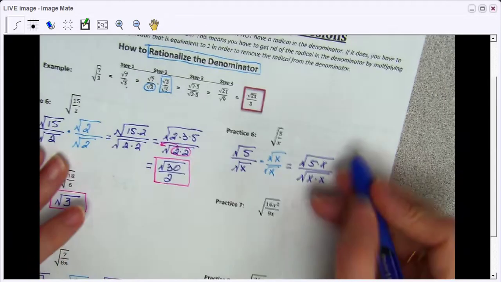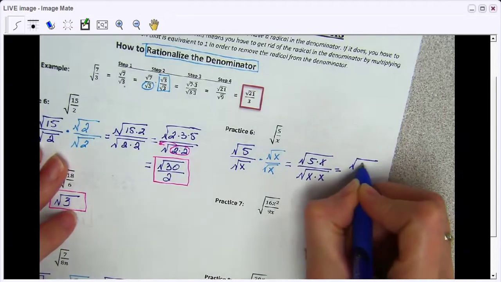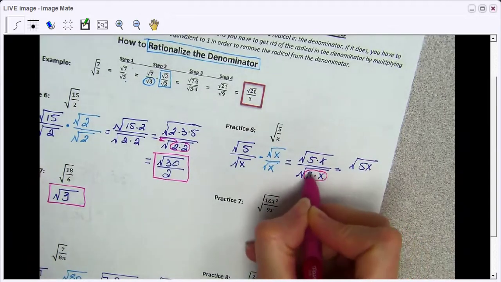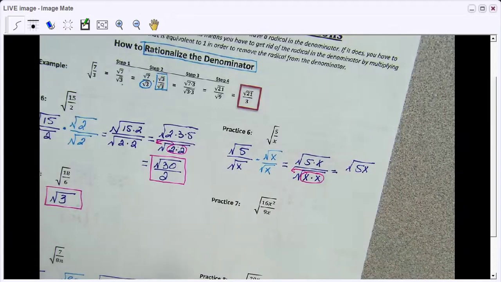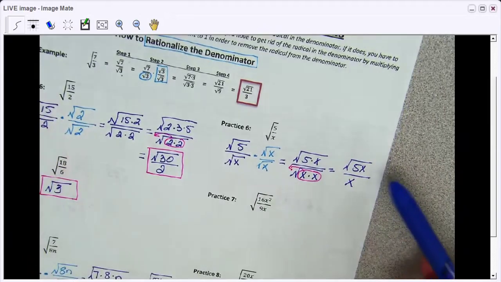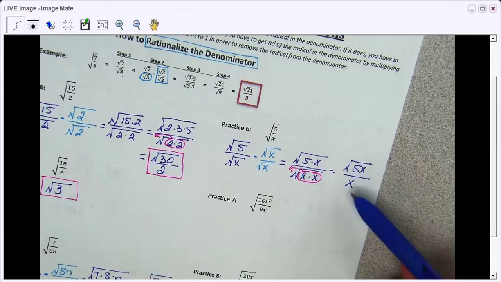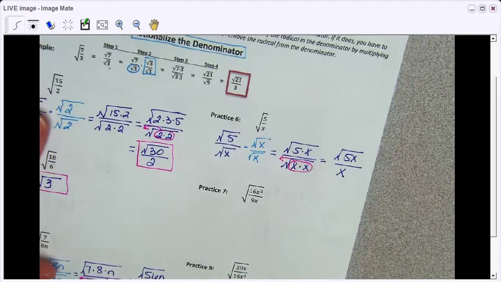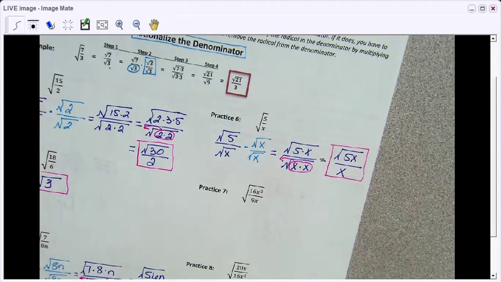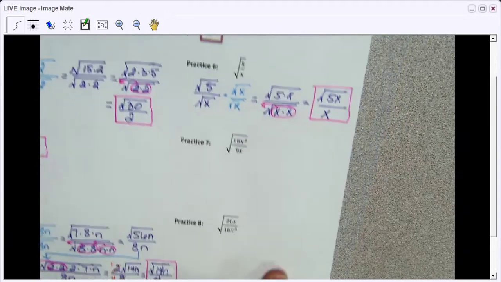So we will rewrite this as just the square root of 5x because we can't factor anything out. But on the bottom, we can remove the pair of x's. And we have rationalized the denominator. Again, you cannot reduce these x's because they're not both underneath the radical. So this is our final answer. Okay. All right, let's look at the bottom.